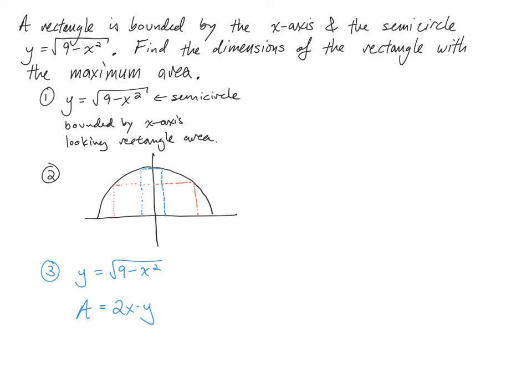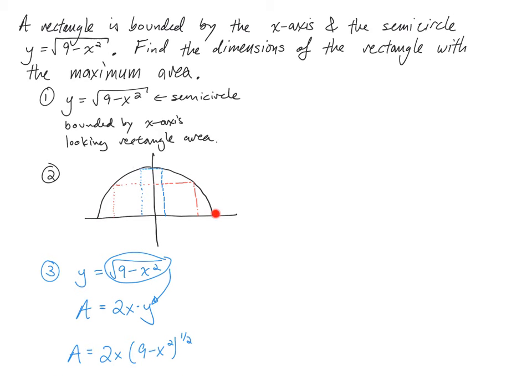So then we can simply substitute this in for y, and we have this new area that we are trying to maximize: 2x times (9 minus x squared) to the 1/2. And what this does right here is it creates a product rule. Before we get into that, I want to discuss what the domain of this function is.